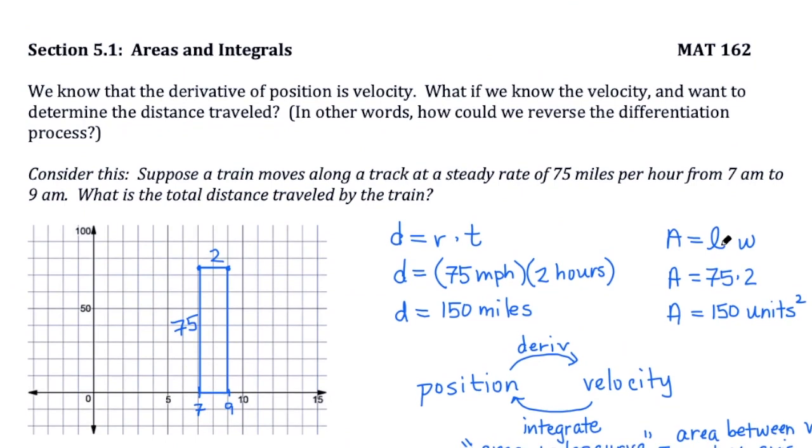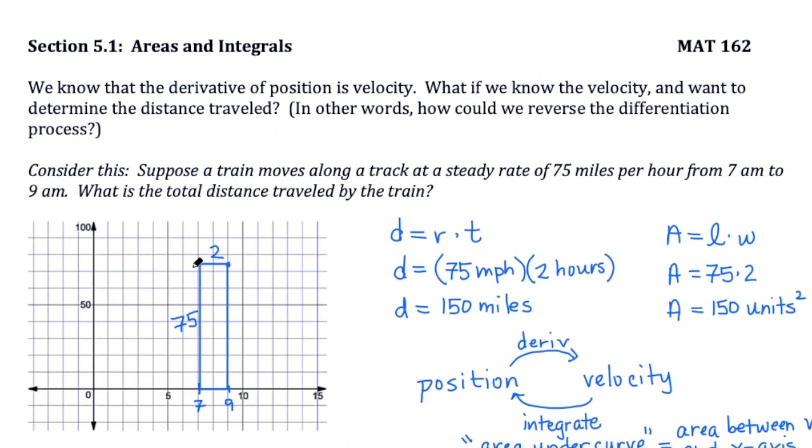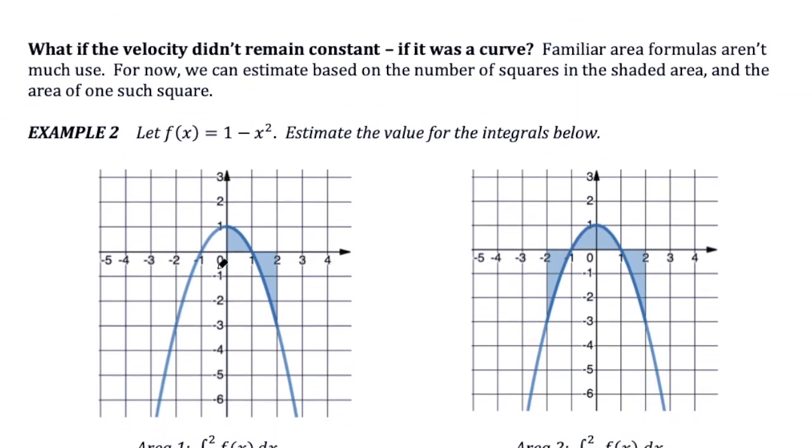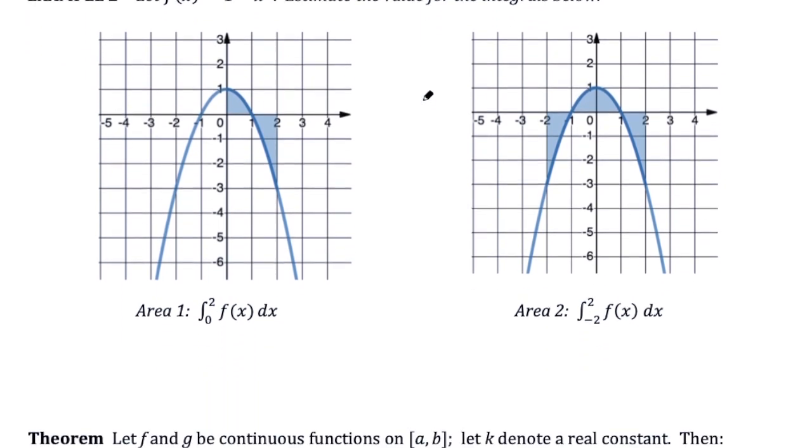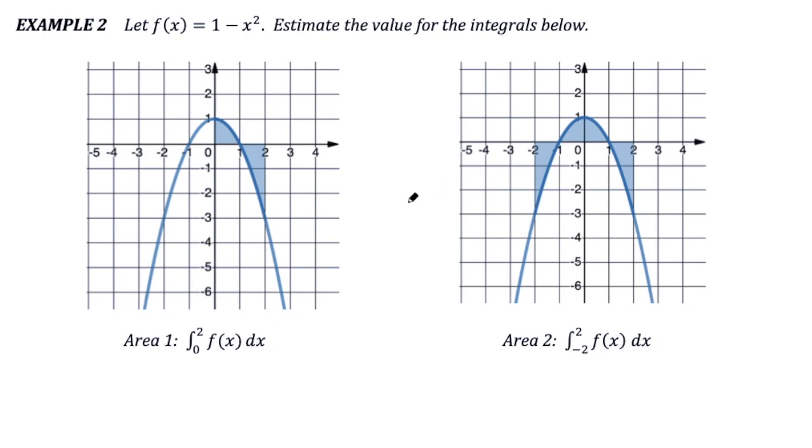So going back to the train example, what if our velocity function wasn't straight? What if it actually was a curve? It wasn't constant, in other words. Familiar area formulas are not super helpful in those situations. So for now, if we need to calculate a shaded area to find the value of an integral, we can count roughly the squares in the shaded area. You have to make sure that you pay attention to the area of a single square on your graph, because your x and y axes can be labeled in a variety of ways, so you must pay attention to the scale. Let's check out example 2.